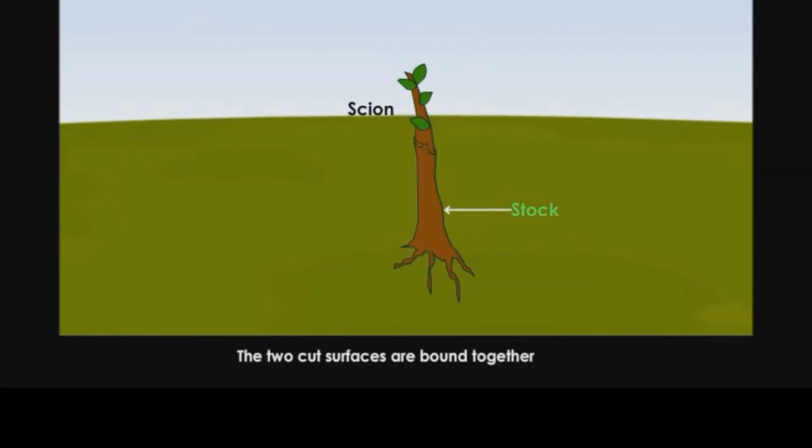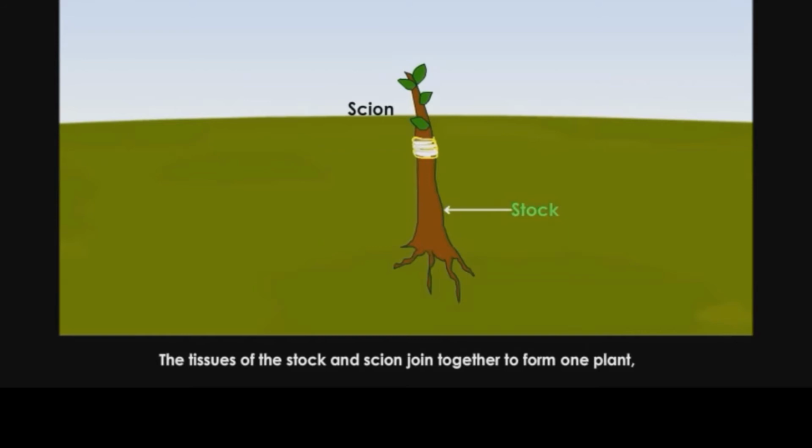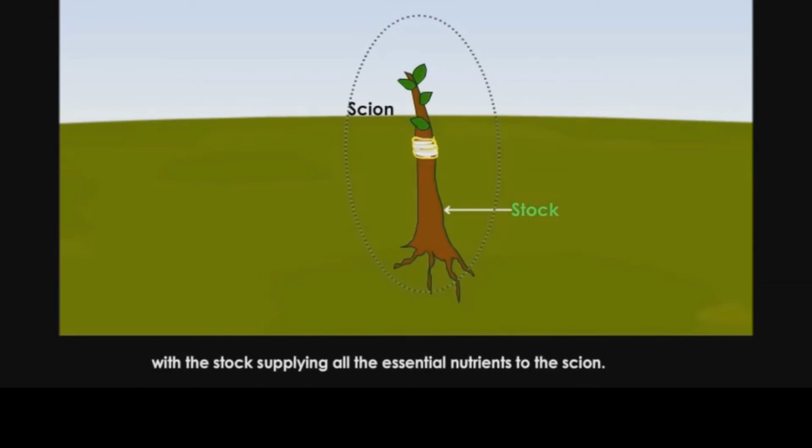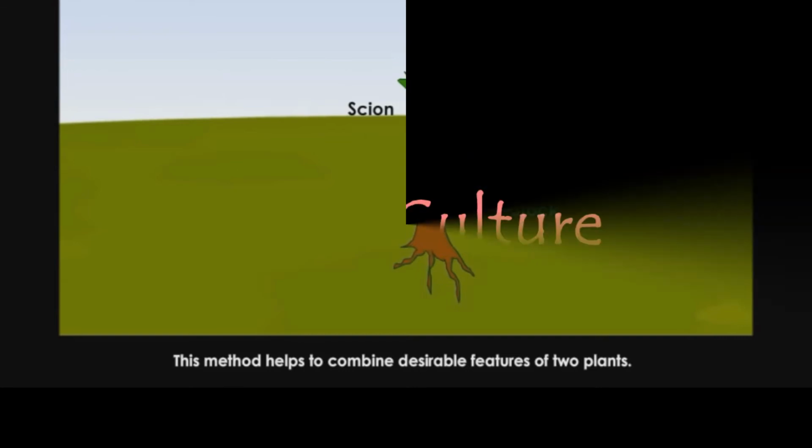The two cut surfaces are bound together and the joint is covered with wax to prevent evaporation and also to stop infection. The tissues of the stalk and scion join together to form one plant, with the stalk supplying all the essential nutrients to the scion. This method helps to combine desirable features of two plants.